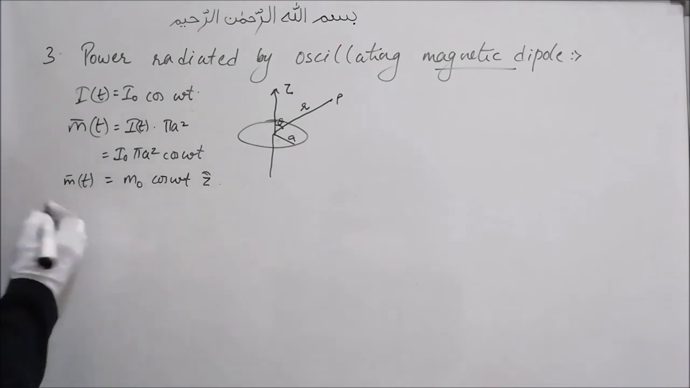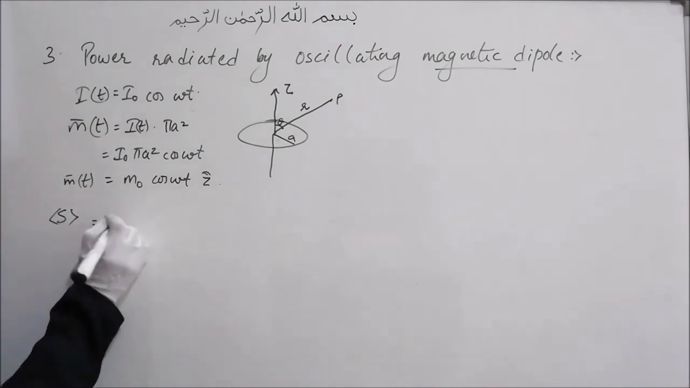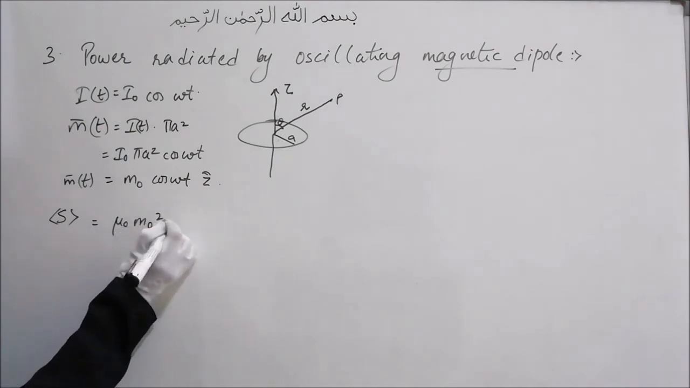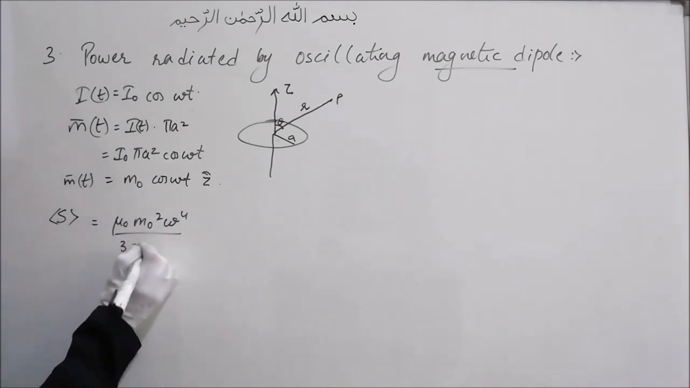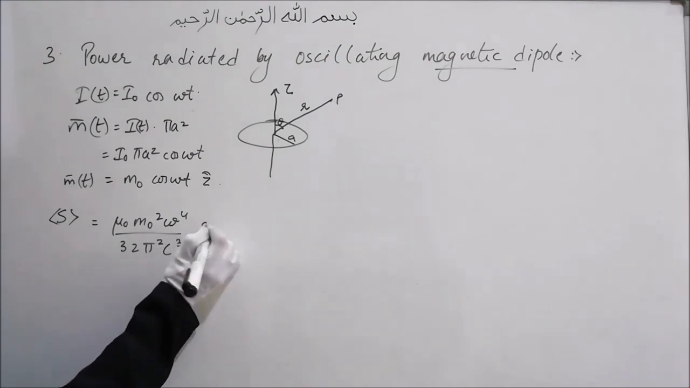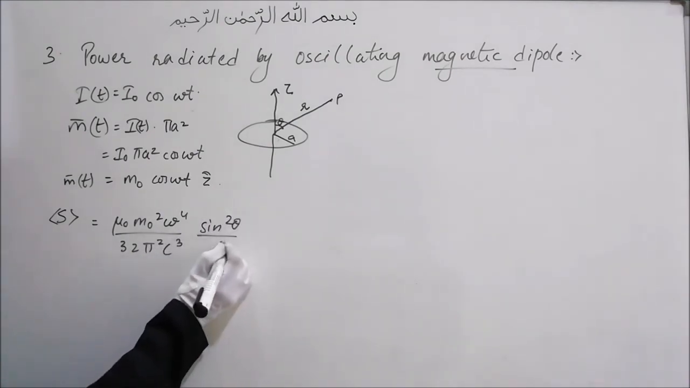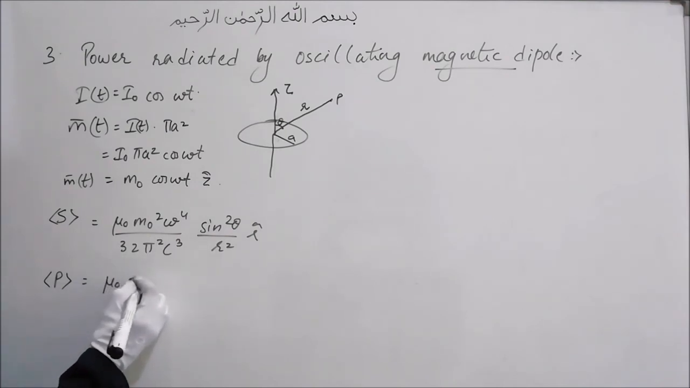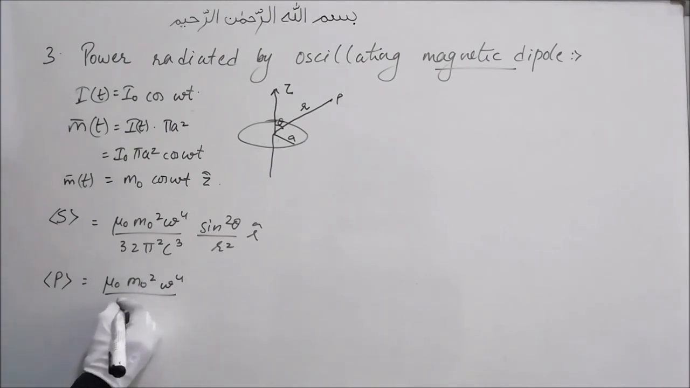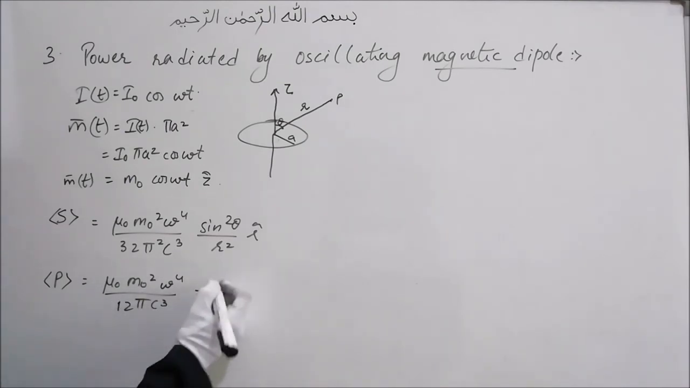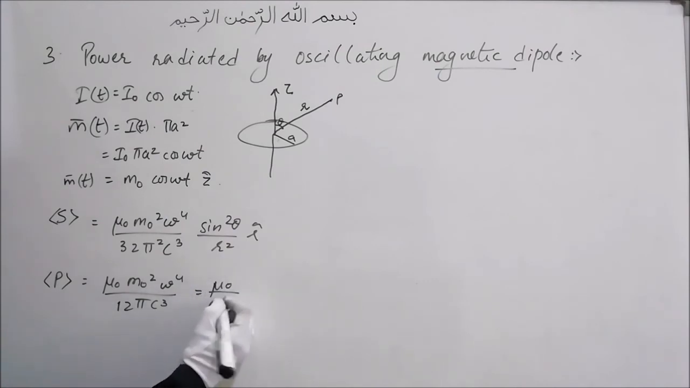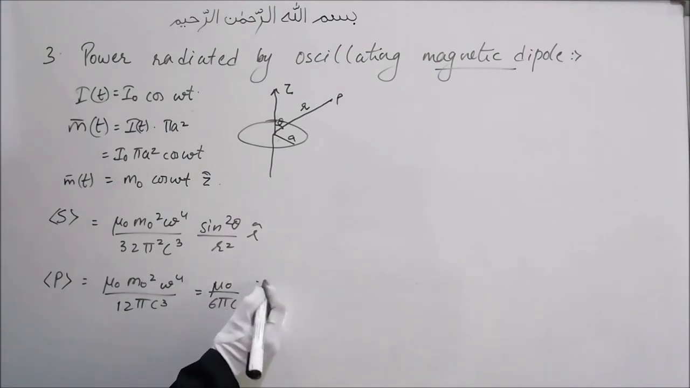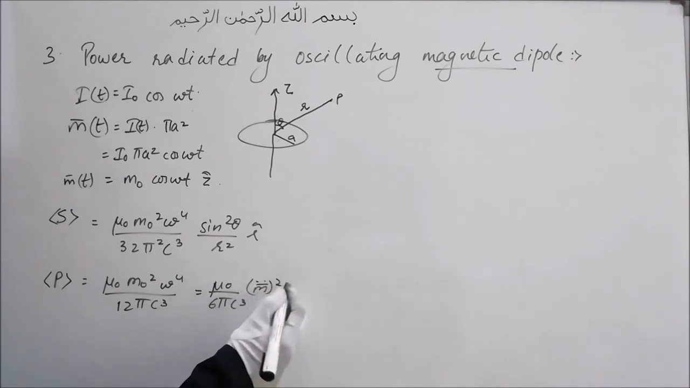Then you can find the average Poynting vector. It comes out to be mu naught m naught squared omega raised to 4 upon 32 pi squared c cubed, times sine squared theta upon r squared, in the r hat direction. From this we can get the average power which is radiated, and it comes out to be mu naught m naught squared omega raised to 4 upon 12 pi c cubed. So the formula here is mu naught upon 6 pi c cubed, times the average of m double dot squared.